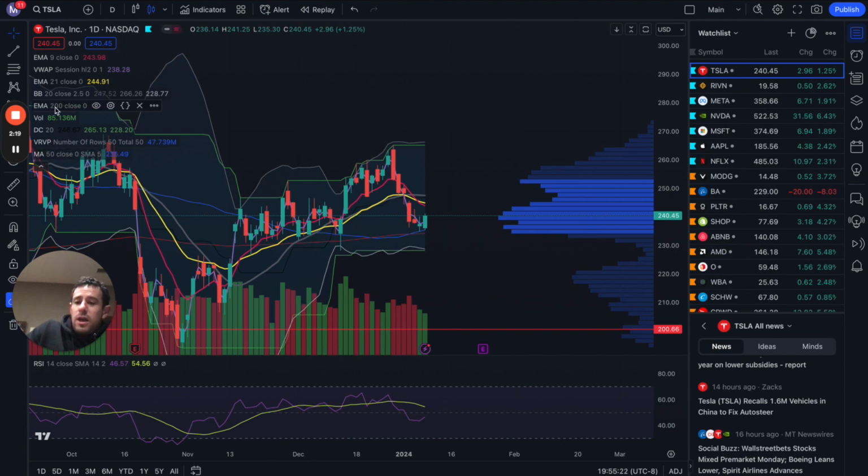I also have the exponential 200, and it looks like we're doing the same thing with the exponential 200. You can kind of see it, this little dark red line. It's converging at the same area as the 50 MA right now.